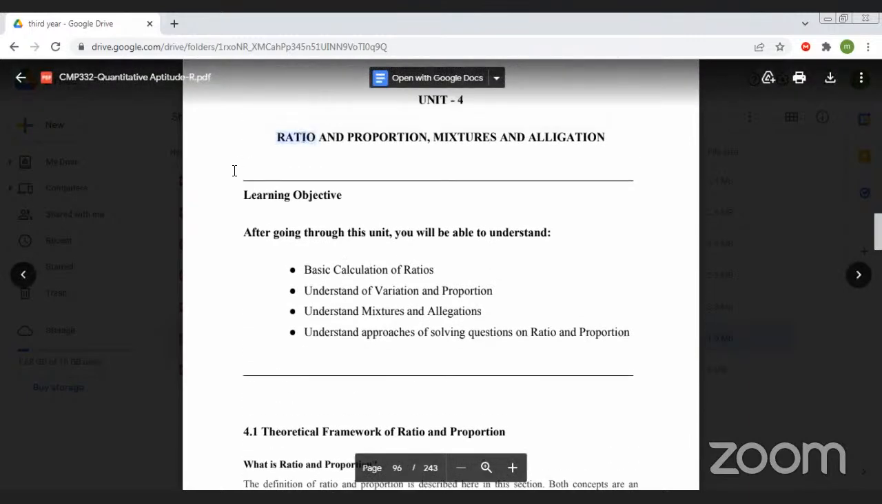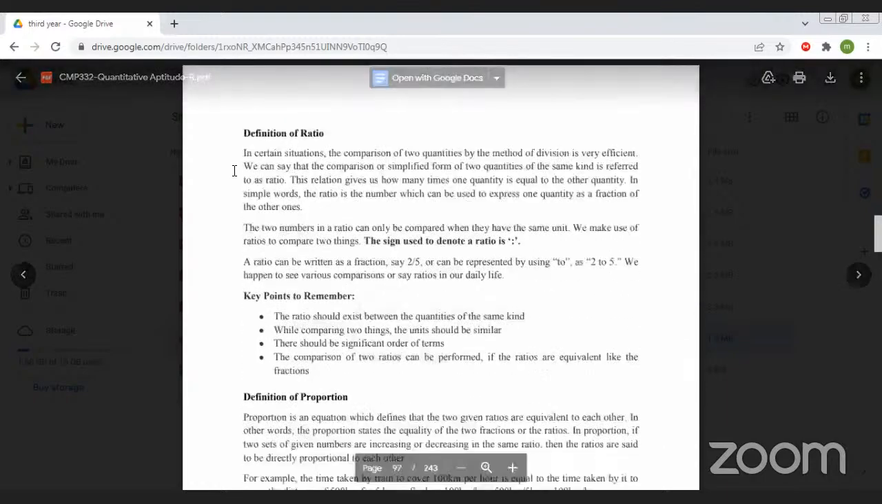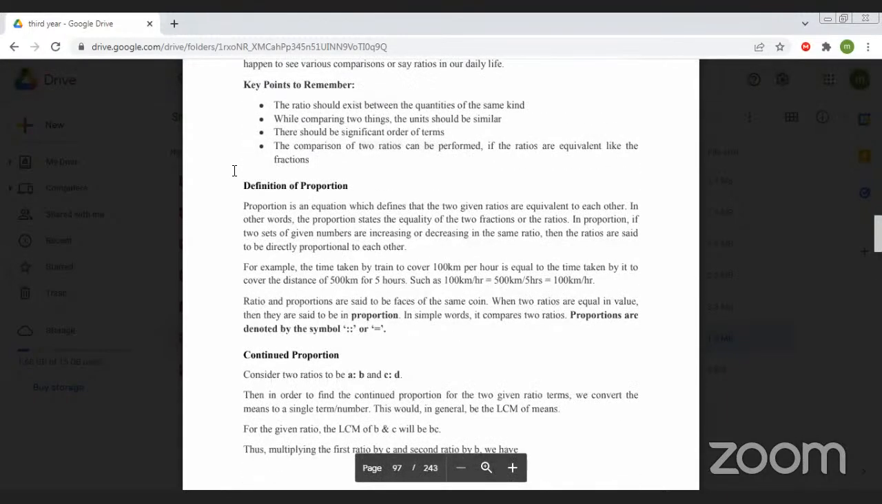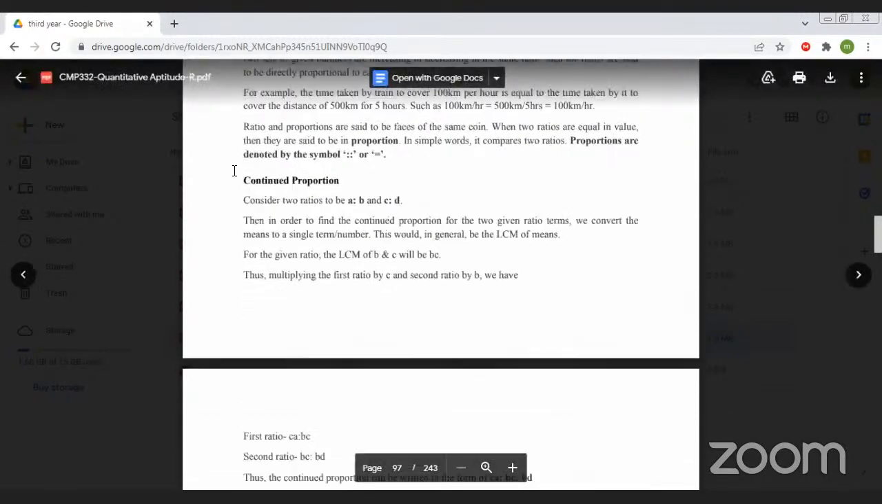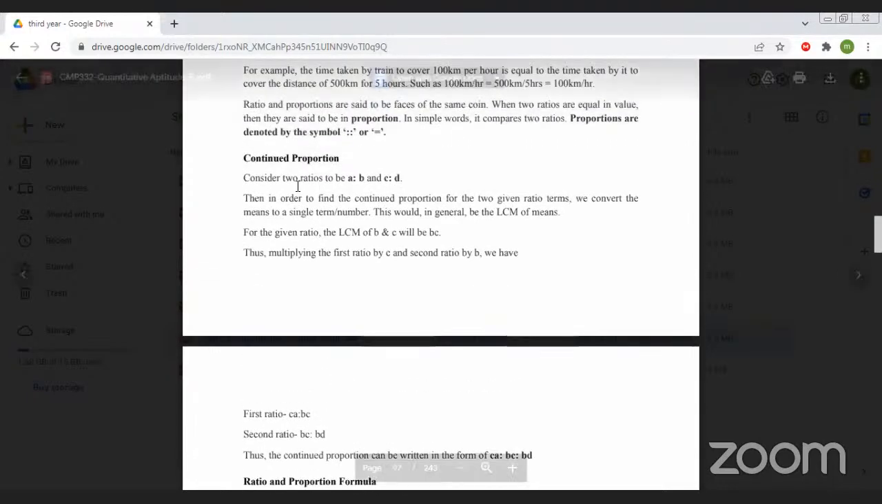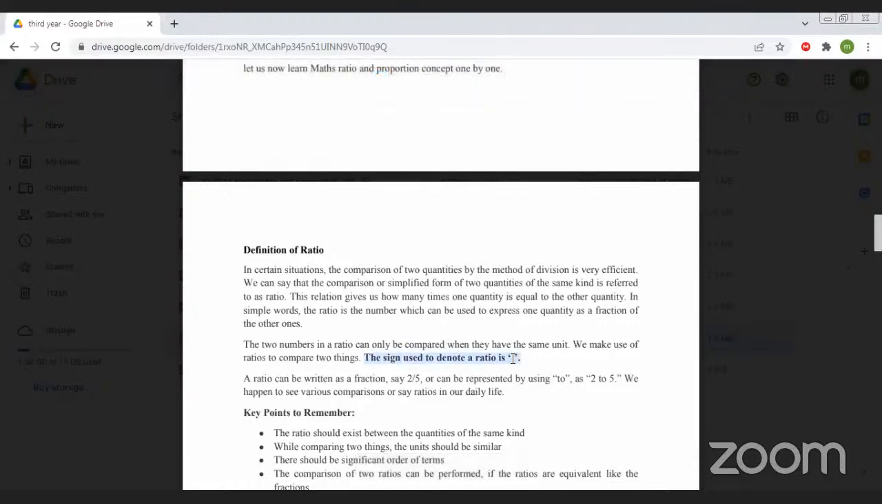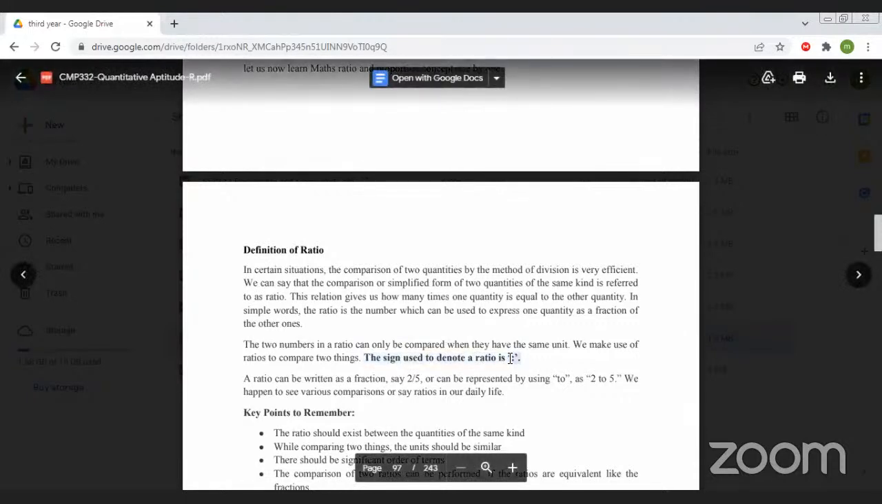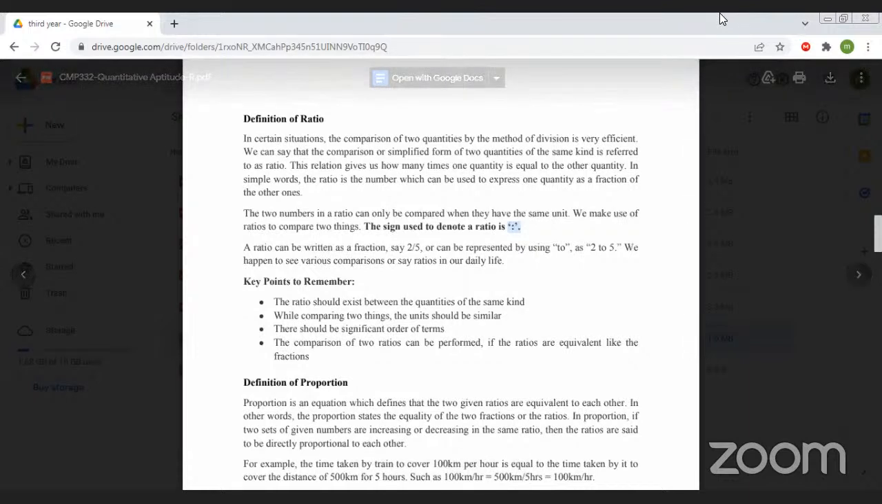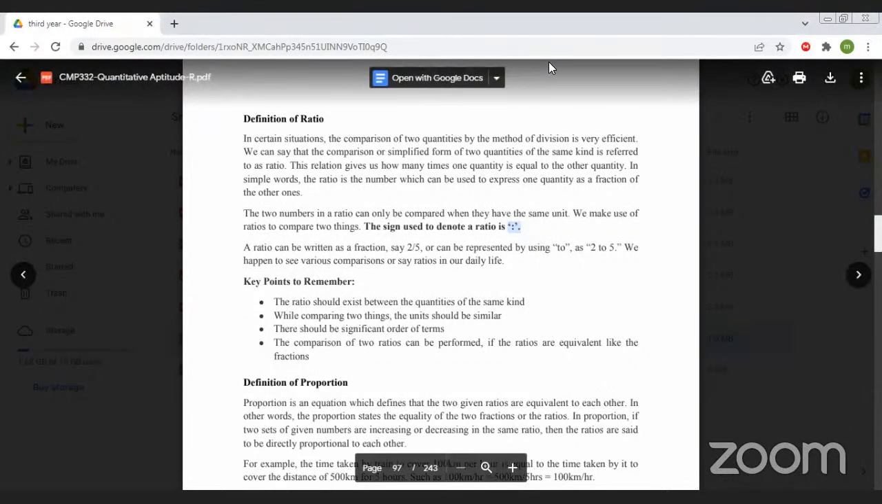Let's talk about ratio and proportions. Now, where do we see ratio and proportion? Now see, I'll just give you, see, the ratio is denoted by this sign, 2/5.